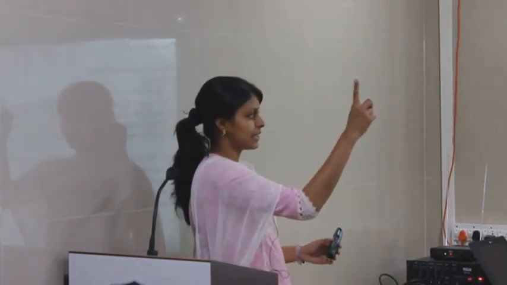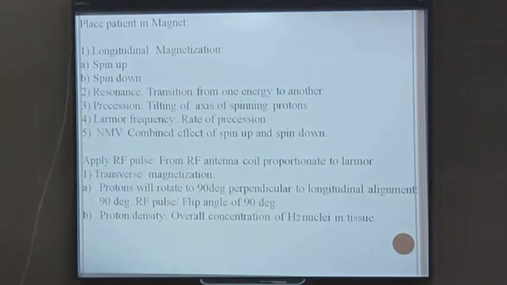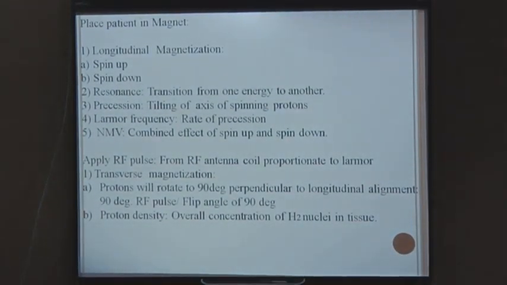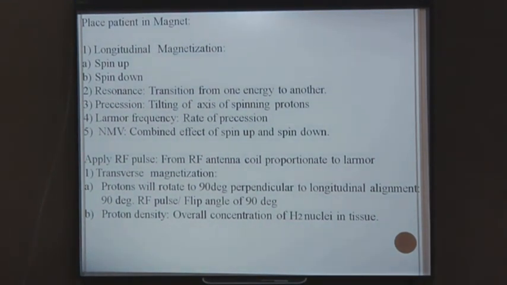Now you will have the transverse magnetization happening. Alright? When that happens, your hydrogen atoms, that is your protons, will rotate 90 degrees, perpendicular to your longitudinal magnetization. Longitudinal magnetization is your y-axis. Okay? Transverse magnetization is your x-axis. Now all the protons are in the y-axis. When I am applying an RF pulse, it will go at 90 degrees into the transverse plane. Alright? And this flipping is called an RF pulse or flip angle of 90 degrees. And when it is in the transverse alignment only, you can actually capture the image. When it is in the longitudinal, you cannot capture the image.